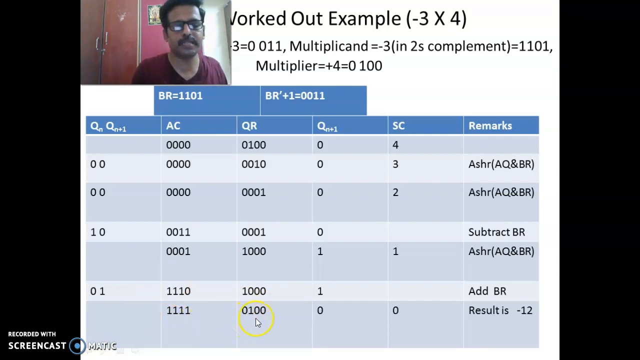So by looking into the result, we'll come to know that the result is negative. Look into the most significant bit. Here it is 1, so the result is negative. As I already discussed, if the result is negative, the result won't be in the familiar form. So what should we do? We'll see it in the next slide.